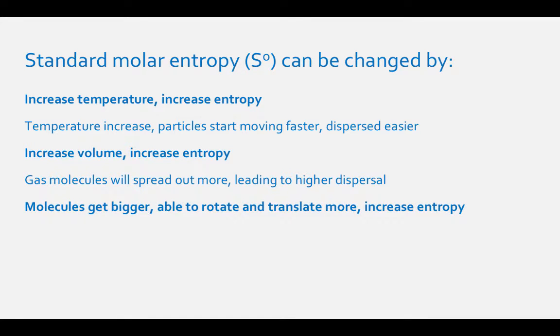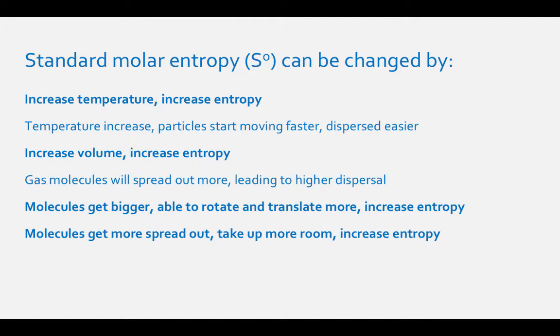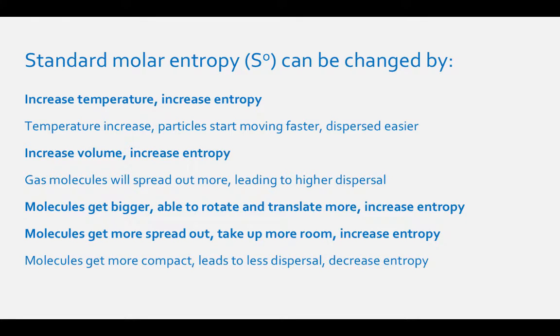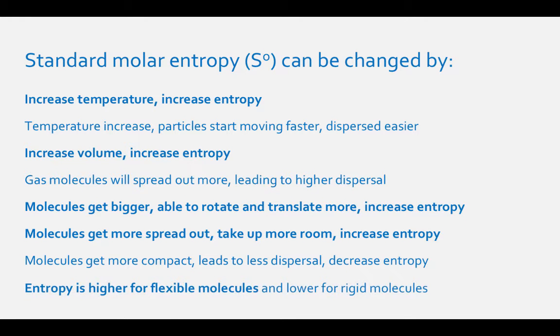Entropy increases as the molecules get bigger because they are able to rotate and translate more. Entropy also increases as molecules get more spread out rather than more compact. This is because they will take up more room, and this will lead to a higher dispersal as well. Also, entropy is higher for molecules that are more flexible rather than molecules that are more rigid. Now we will work on some problems using the concepts discussed in this video.